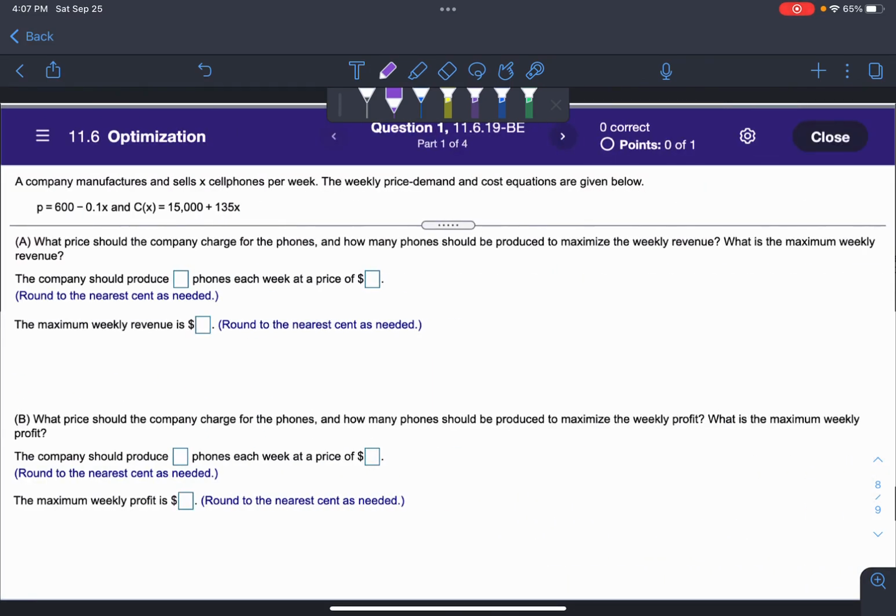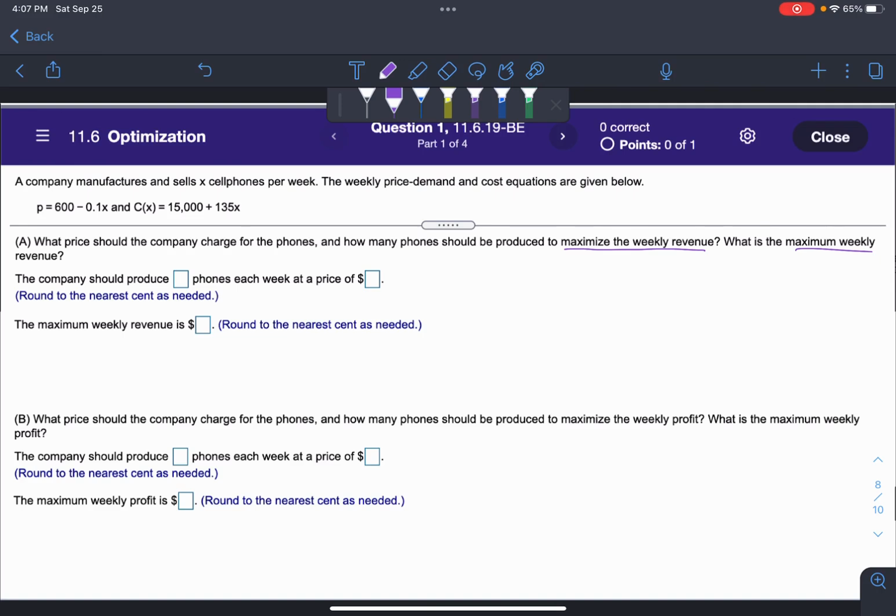All right, let's do 2 application problems using our price, demand, and cost equations. It's a little confusing because they use lowercase p for your price demand, and then later we'll see profit with a capital P. So I'll try to keep them straight for you. But anyway, for this one, we want to know what maximizes the weekly revenue, and then what is the value. So let's break it down step by step.